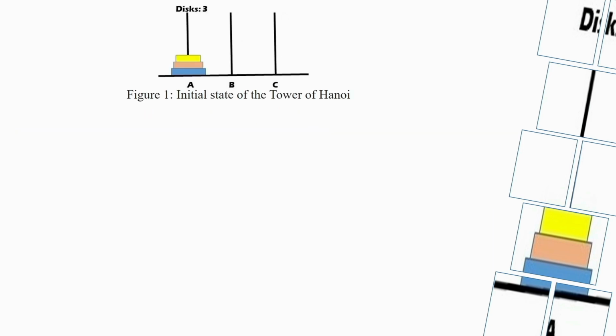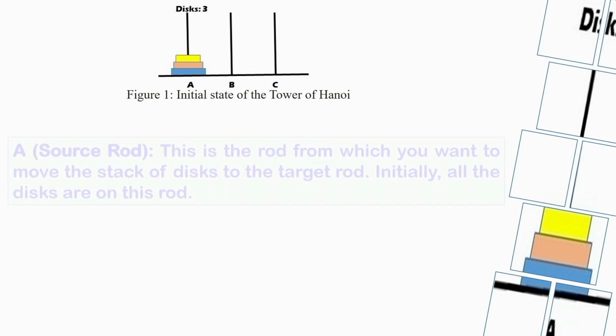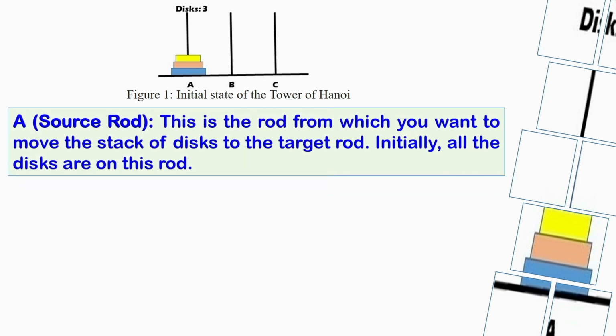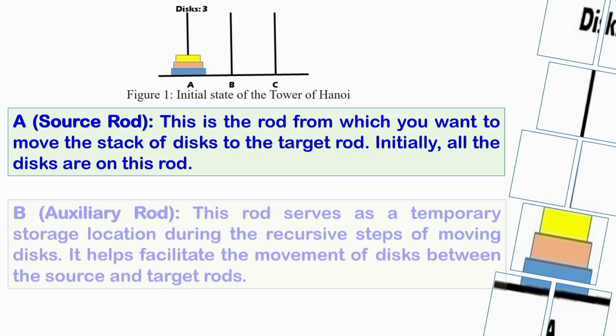So with reference to this figure, let us designate the names for each rod. Rod A is called the source rod. This is the rod from which you want to move the stack of disks to the target rod. Initially, all the disks are on this rod.